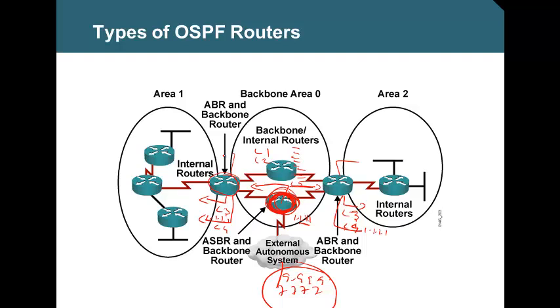So, external networks, external routes or external networks. Type 4 carries only the router ID of the ASBR, but it is originated from the ABR. Type 5 originates from the ASBR itself, and it carries the external networks, routes to external networks.